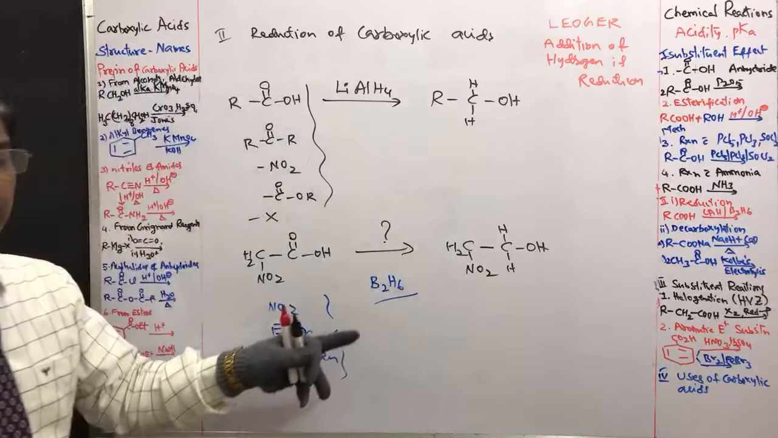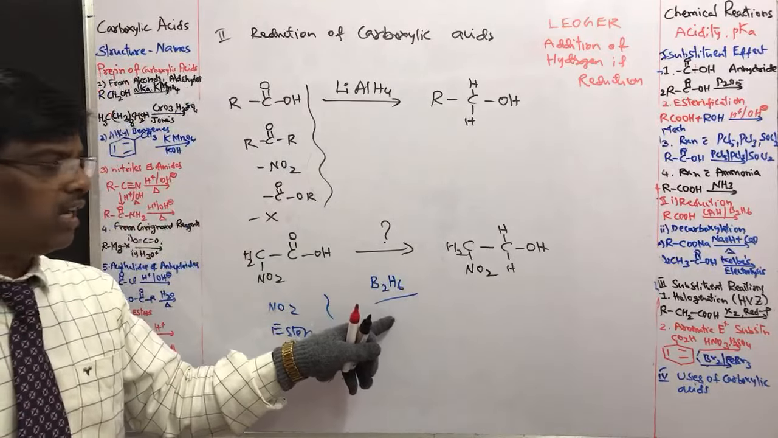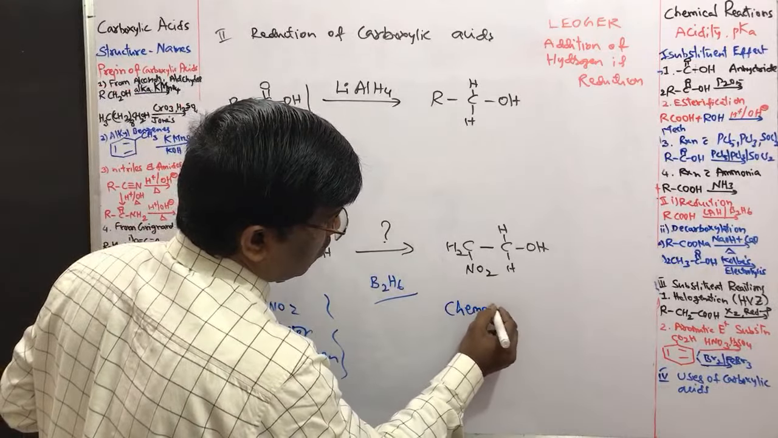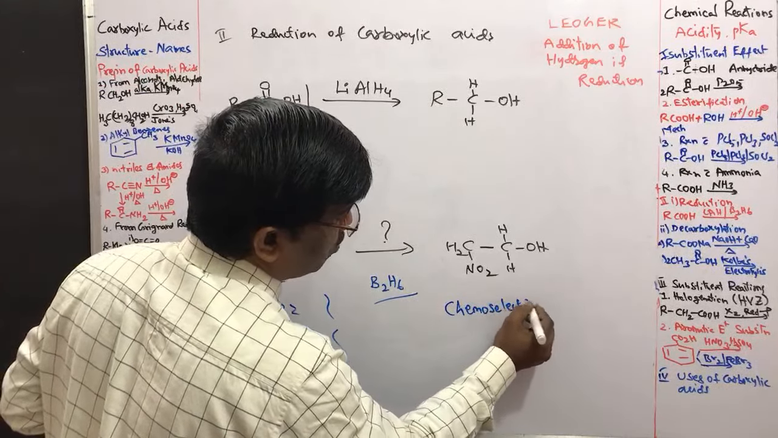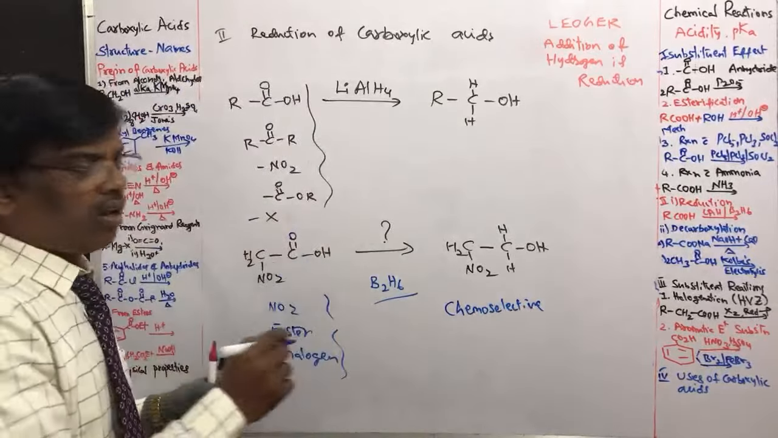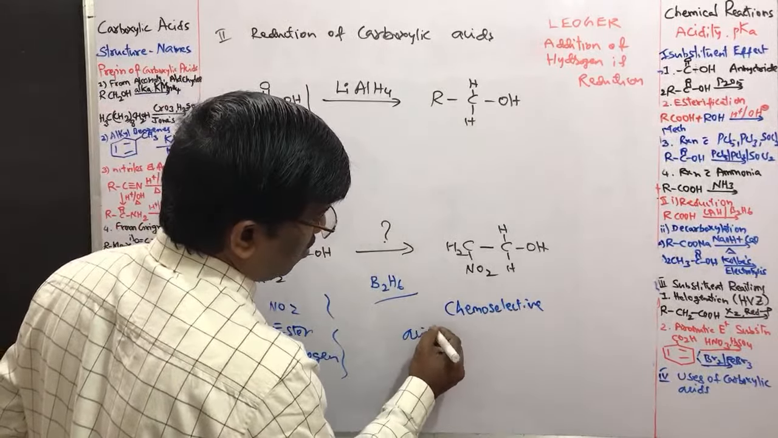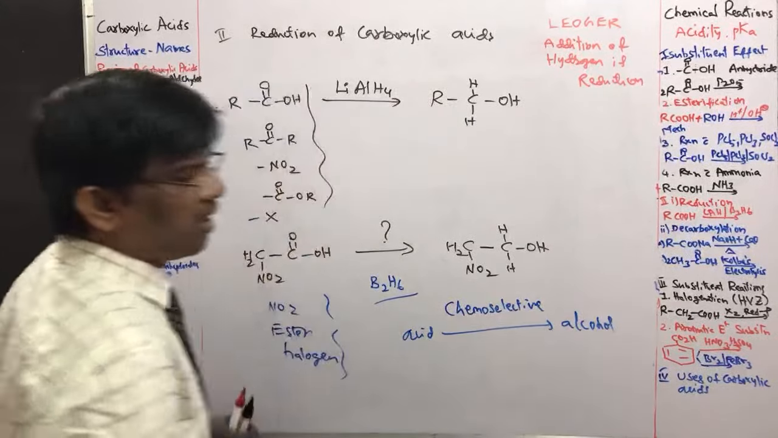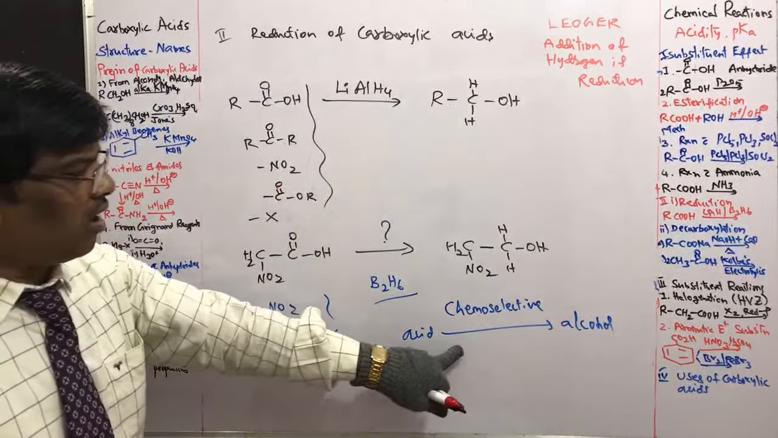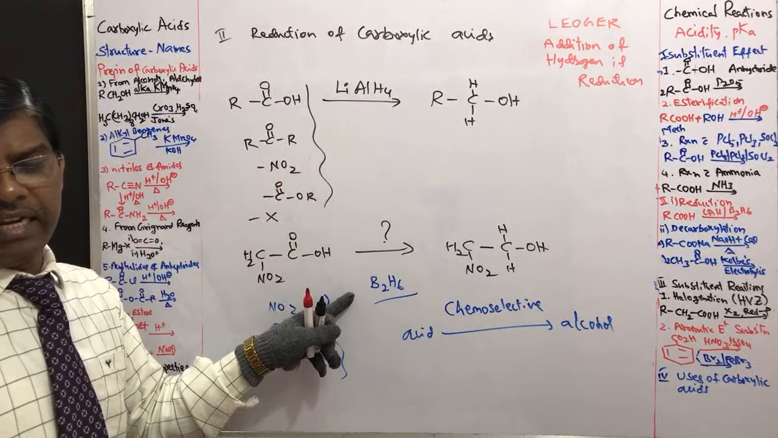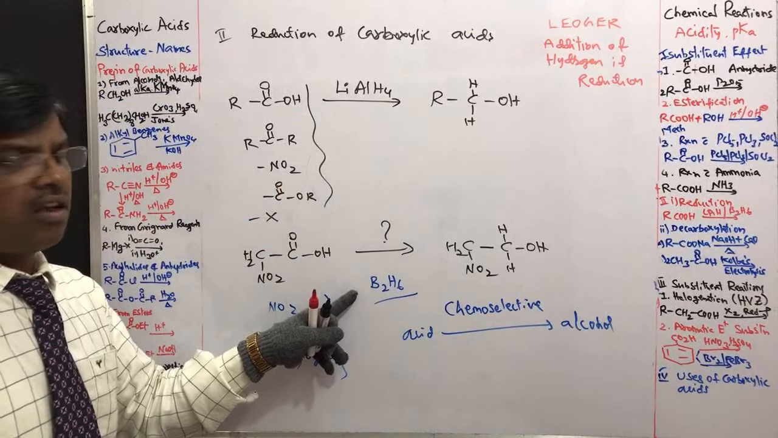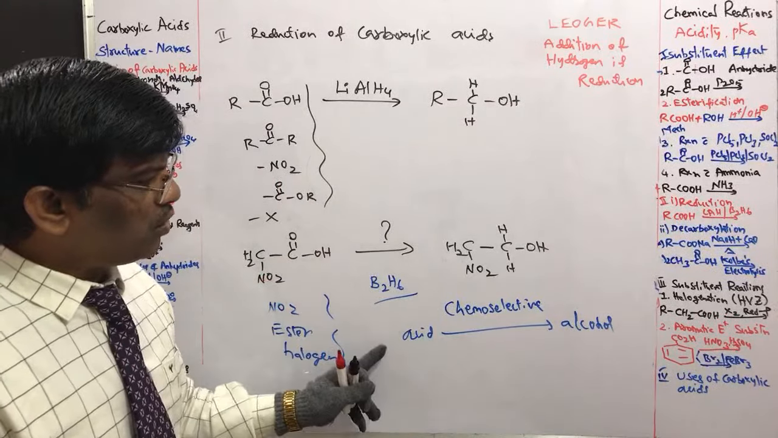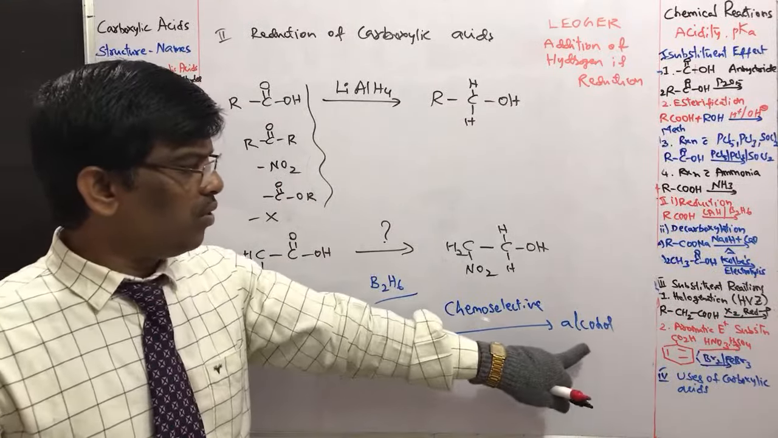Dear students, please remember, diborane is a very important reagent which is chemoselective. It means it chemoselectively reduces only acid to alcohol. Acid to alcohol. Yes? It is asked in NEET, students. Diborane was asked during 2018 NEET. So diborane can be used for the reduction of acid to alcohol.